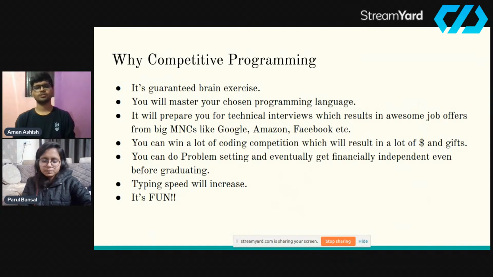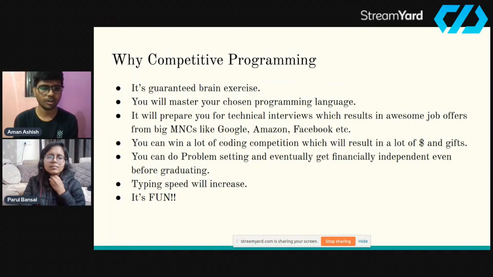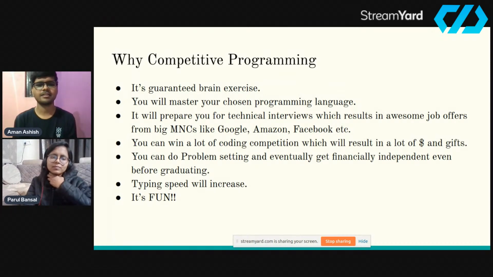Sure, so let me start with the slide. Parul very well explained what competitive programming is. Let's start with why competitive programming. The first thing which comes to my mind when I think of competitive programming is the current market scenario, how things go out in the market.